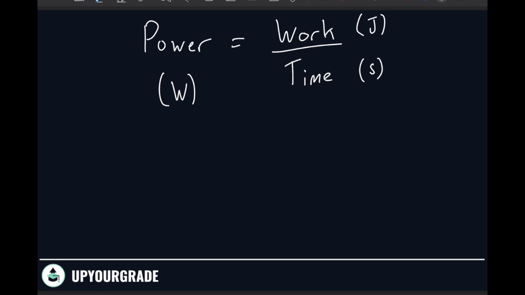And the work here can be expressed in a few different ways. We could have work as force times displacement, or work as pressure times the change in volume. But in any case, we divide the work by the amount of time that it took to do that work, and we get the power in watts.